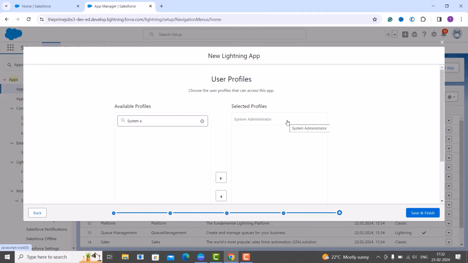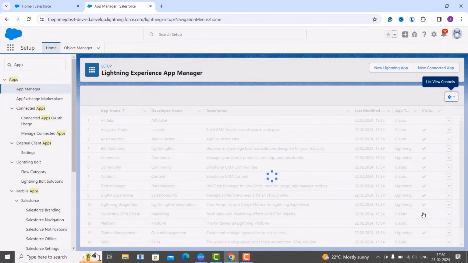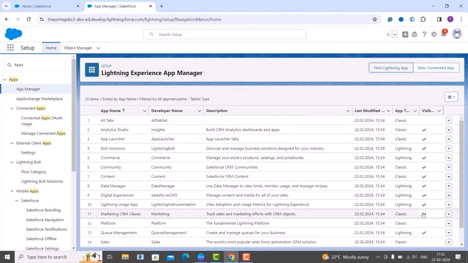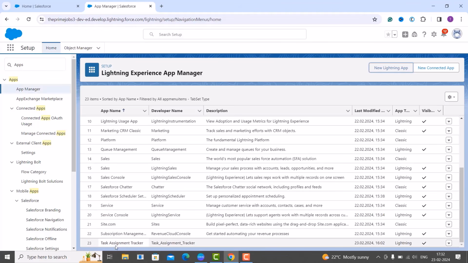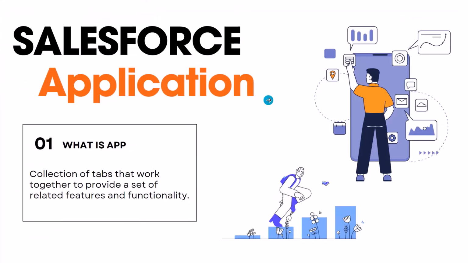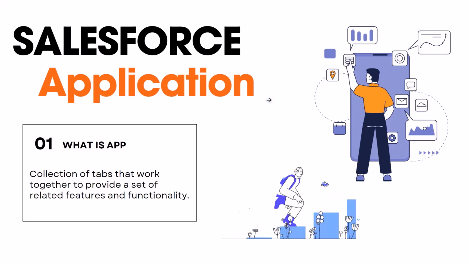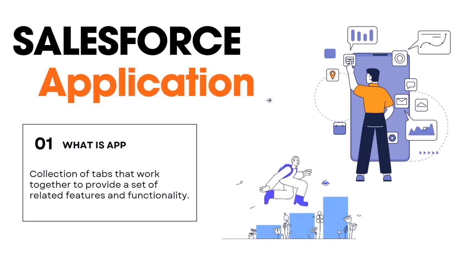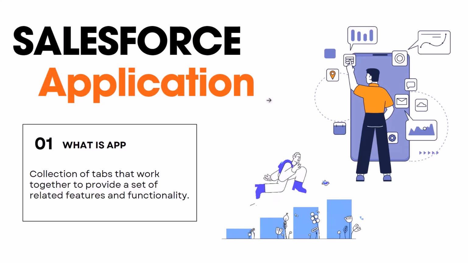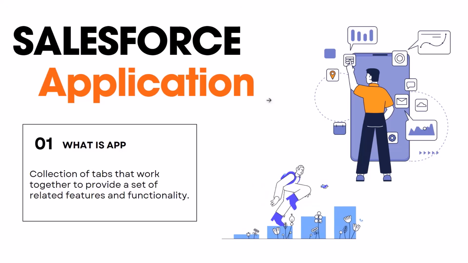So once you've done all such things, to finally complete your process, you simply need to click on the save and finish option. Once you click on that, it successfully creates a custom app in Salesforce Lightning with a name. Here you can see that task assignment tracker. So with this, the first step of our project is completed, in which we have successfully created a Salesforce app.